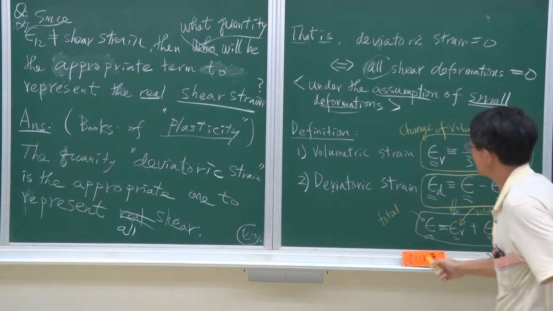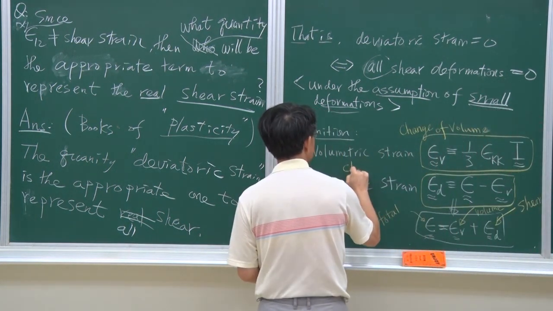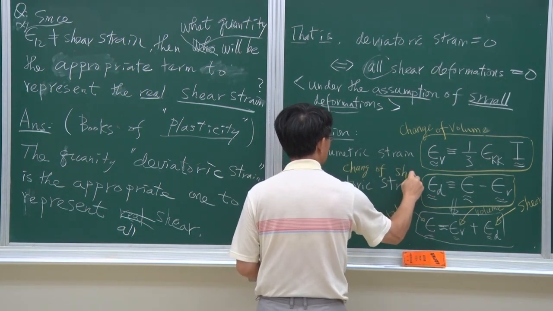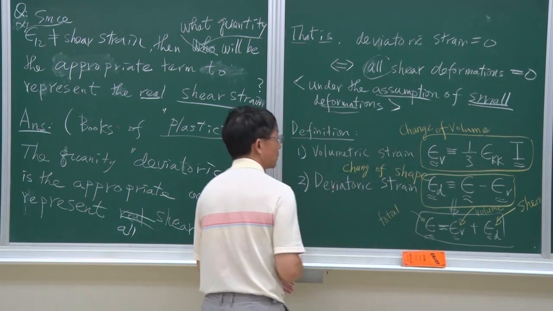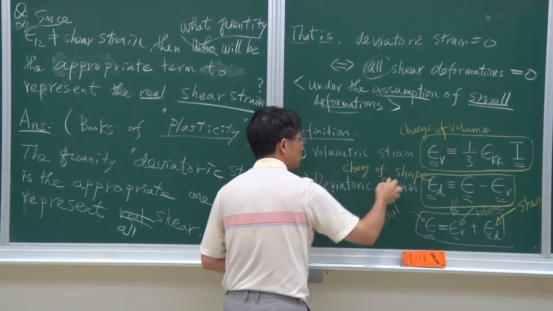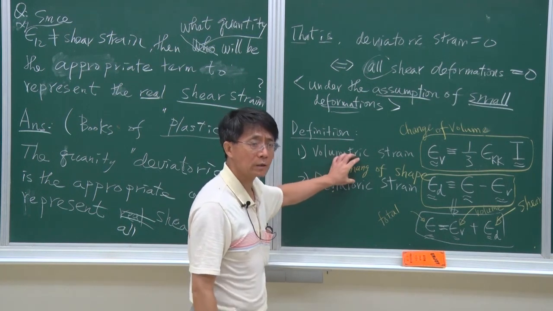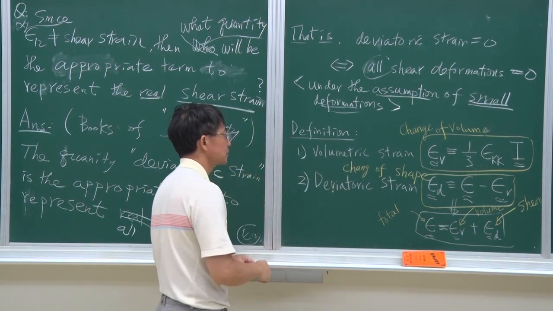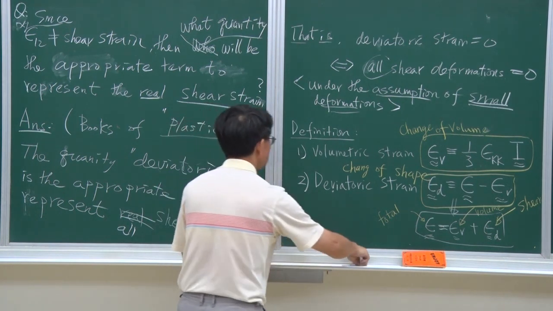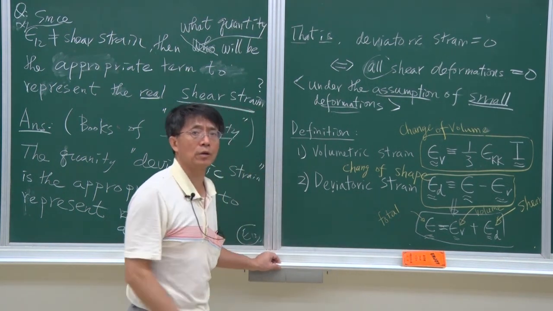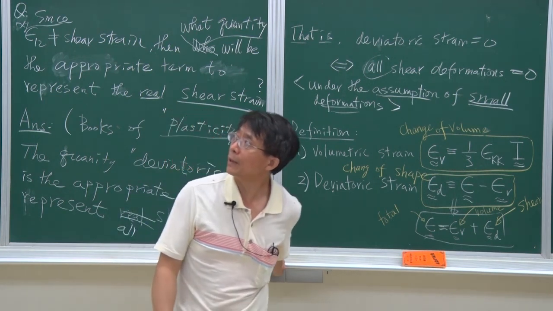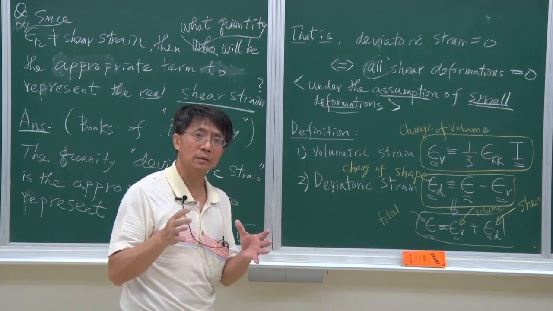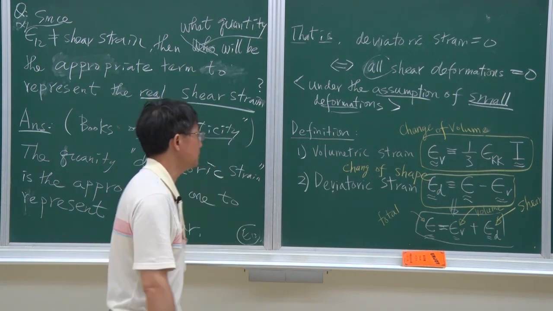Change of shape. Okay, this is change of volume, change of shape. When the shape changes, we have shear deformation. Okay. Let me draw a picture to illustrate this idea.